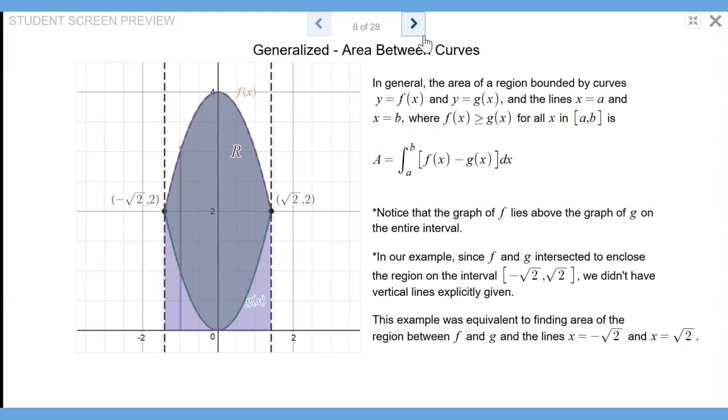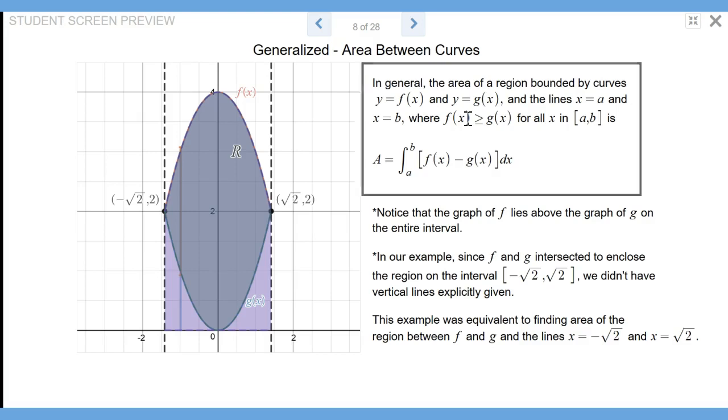To generalize, to find the area of a region bounded by curves between some vertical lines, x equals a and x equals b, where one graph is always above the other graph on that interval, we use the definite integral of the difference.